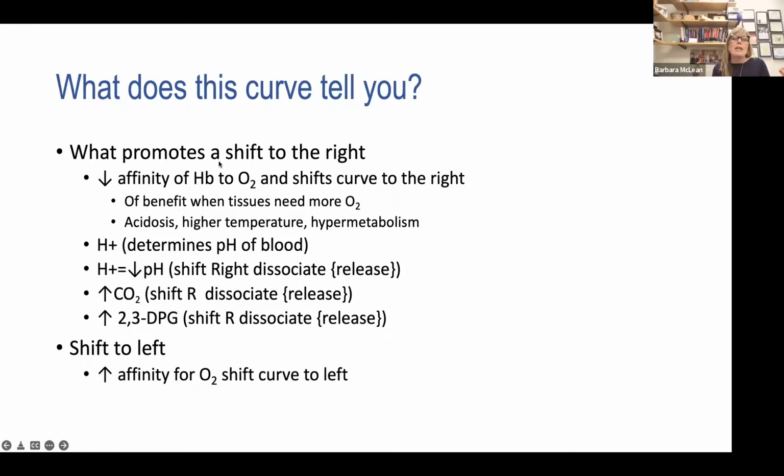Hemoglobin has less affinity to oxygen. It releases the oxygen because your tissues need more oxygen. That happens in an acidotic environment. You've got a high temperature, you're hypermetabolic, right? Very, very important. Acidosis is the biggest determinant for the releasing of oxygen from hemoglobin.